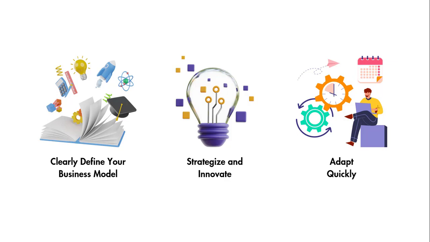Number one is that it helps you to clearly define your business model. It forces you to think through every aspect of your business, ensuring nothing falls through the cracks. The second thing the business model helps you to achieve is in strategizing and innovation. By visualizing your model, you can identify new opportunities and brainstorm ways to improve existing processes. Lastly, it helps you to adapt quickly. The canvas is flexible. You can easily test new ideas, pivot your strategy, and adjust to changing market conditions.